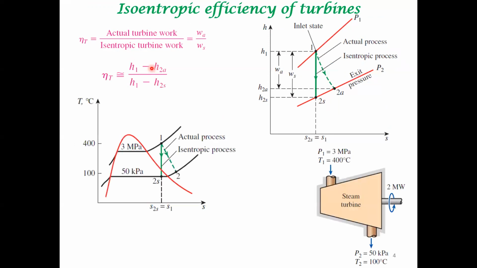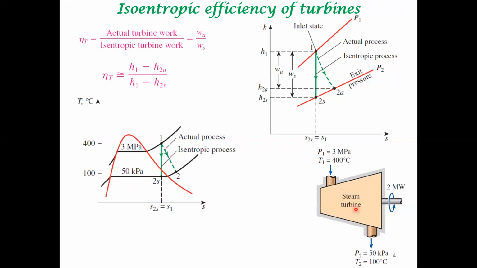So if you neglect potential energy and kinetic energy changes, we can do an enthalpy balance also. So let us look at this in some detail. What does a turbine do? For example, in this example, P1, T1 is 3 megapascal. Pressure goes from 3 megapascal to 50 kilopascal, and there is some temperature change.